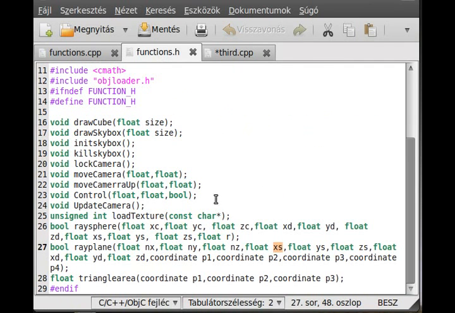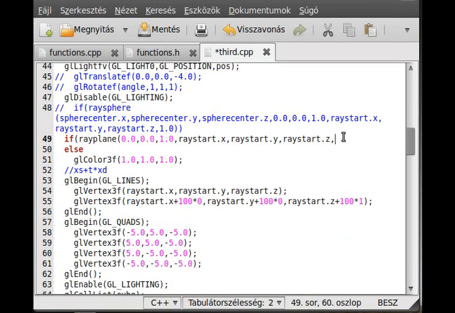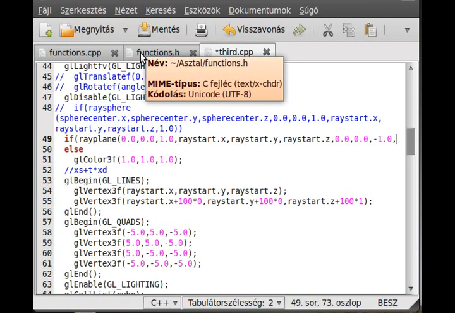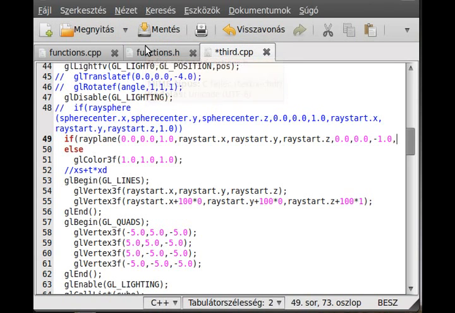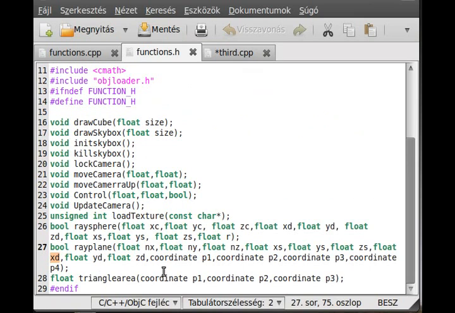Okay then, and then we need the direction vector of the ray. This will be a little tricky because now the ray will go in a different direction than earlier. So instead of 1.0 it will go minus 1.0. Yeah, it doesn't really matter, basically just so there will be an intersection.